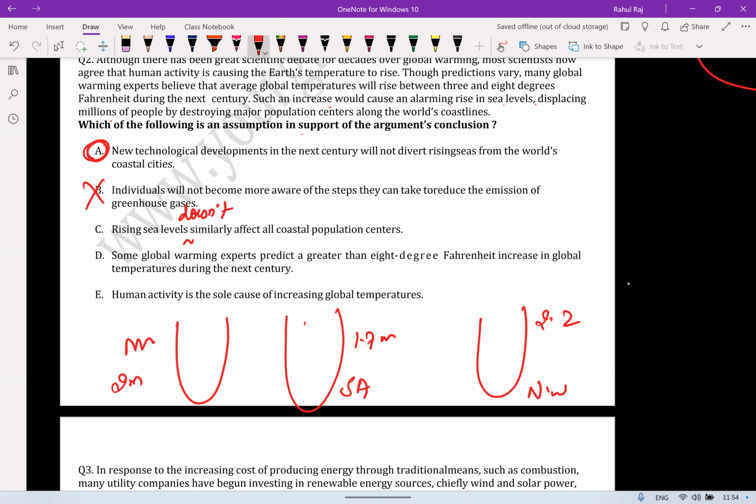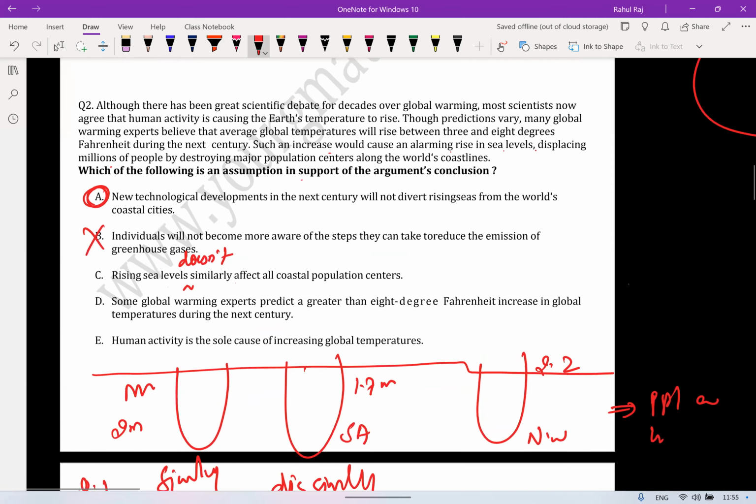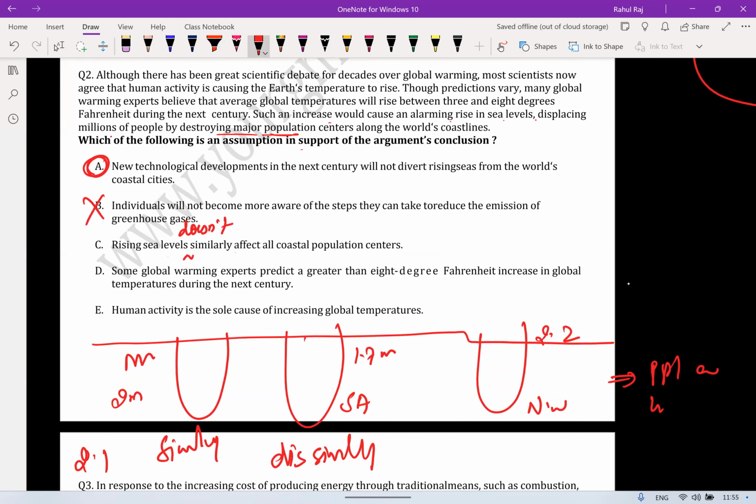Now imagine the sea level has risen to 2.1 meters. So entire Mumbai is gone. A bit of New York is gone. Whether it is similarly affecting all the coastal population centers or not, it is still impacting, right? Still people are being displaced or not? So what is my conclusion? That people are being displaced, displacing millions of people by destroying major population centers. So whether it is similarly affecting or not, that doesn't matter. Still people are being displaced. So I'm not able to weaken my conclusion at all. So this is wrong. It's pretty simple.